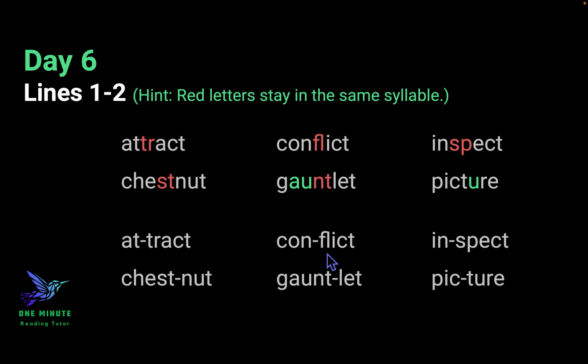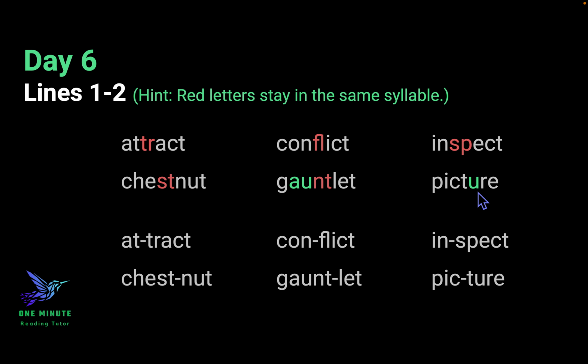F and L are a blend, so they want to stay together, so we split after the N before our blend right here. Conflict. S and P are a blend, so they are like friends who won't go anywhere without each other. So we split here and we get inspect. S and T are a blend, so we split here. Chestnut. Remember, AU says ah, so we have gauntlet and picture.